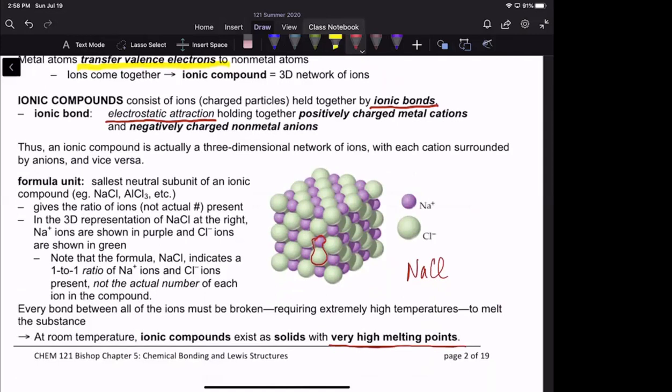So when we say that sodium chloride has a very high melting point, we're saying it takes a lot of energy to pull the sodium and the chloride away from each other.